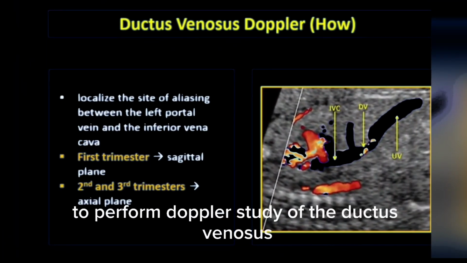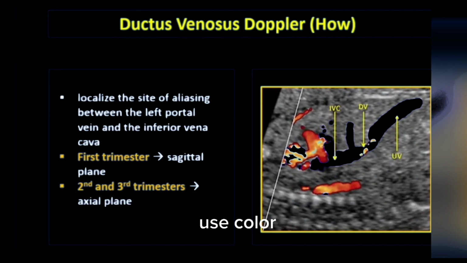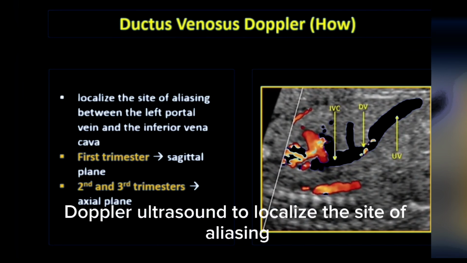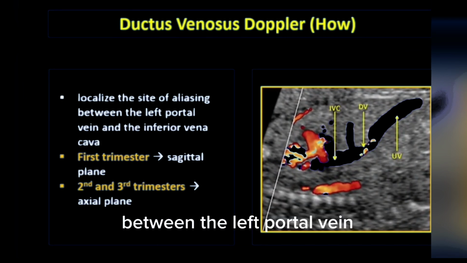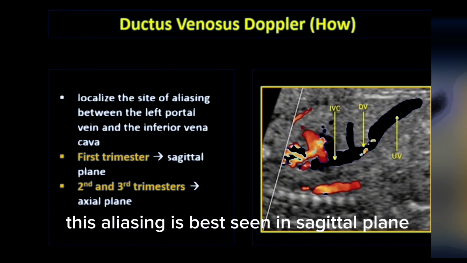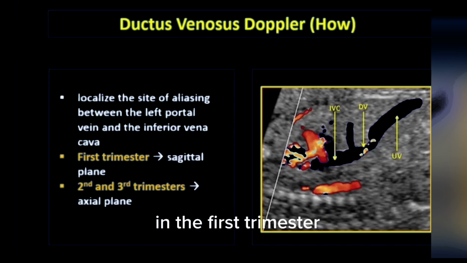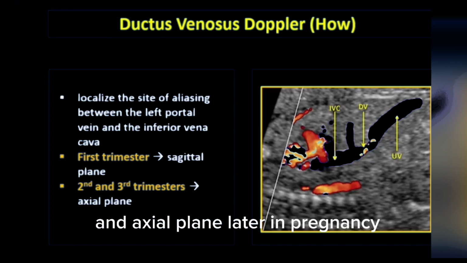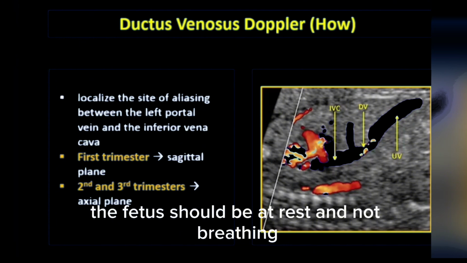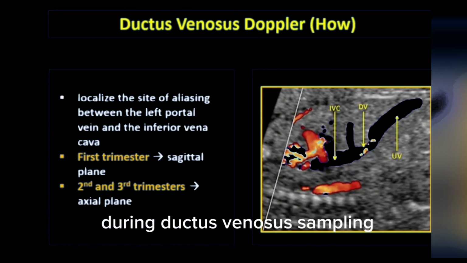To perform Doppler study of the ductus venosus, use color Doppler ultrasound to localize the site of aliasing between the left portal vein and the inferior vena cava. This aliasing is best seen in sagittal plane in the 1st trimester and axial plane later in pregnancy. The fetus should be at rest and not breathing during ductus venosus sampling.